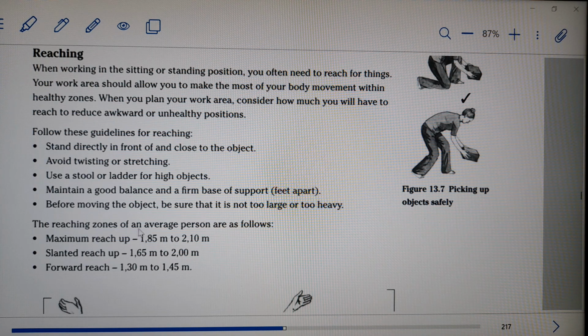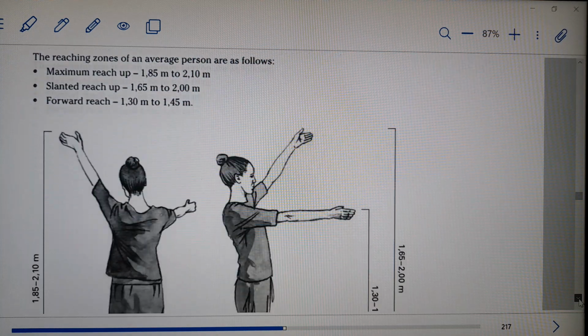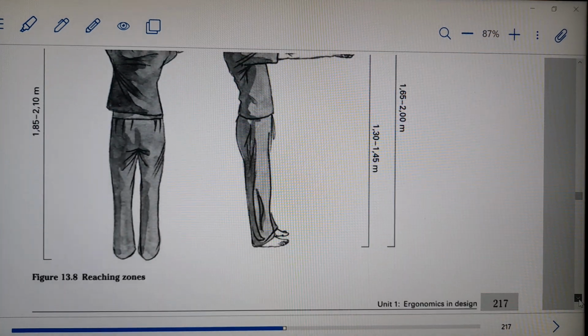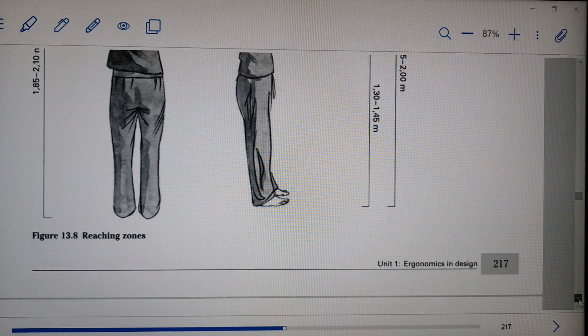The reaching zones of an average person are as follows. Maximum reach up is between 1.85 to 2.1 meters. Slanted reach up is between 1.65 meters to 2 meters. And forward reach is between 1.3 meters to 1.45 meters. Okay, so these are the different reaching zones.